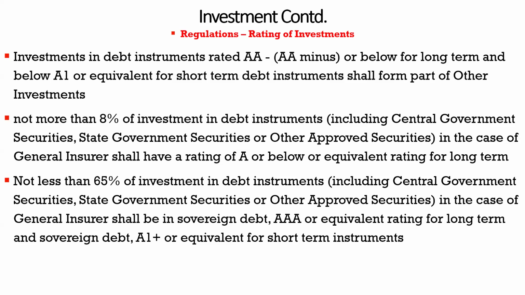Not more than 8% of the investment in debt instruments, including central government securities, state government securities, or other approved securities, in case of a general insurer, shall have a rating of A or below or equivalent rating for long term. And not less than 65% of investment in debt instruments, including central government, state government, other approved securities, in case of a general insurer, shall be in sovereign debt AAA or equivalent rating for long term, and sovereign debt A1 plus or equivalent for short-term investments. So out of the total approved investment, 65% of the long term should be AAA rating, and for short term should be A1 plus rating.